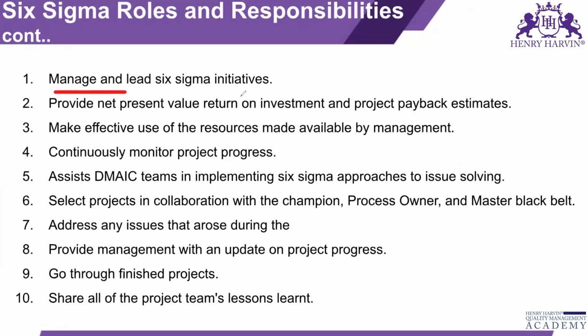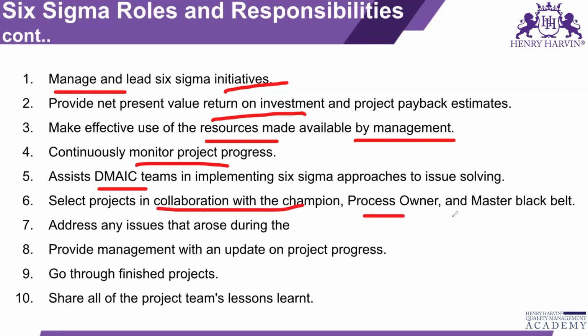First, manage and lead Six Sigma initiatives. Second, provide net present value, return on investment and project payback estimates. Third, make effective use of the resources made available by management. Fourth, continuously monitor project progress. Fifth, assist DMAIC teams in implementing Six Sigma approaches to problem solving. Sixth, select projects in collaboration with the champion, process owners, and master black belt. Seventh, address any issue that arose during the project.